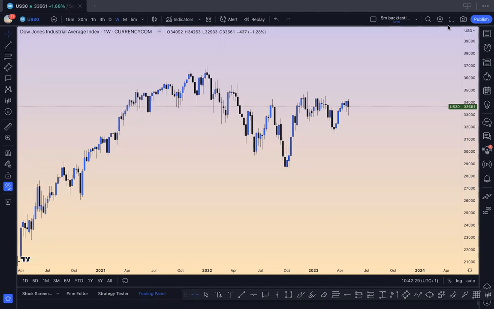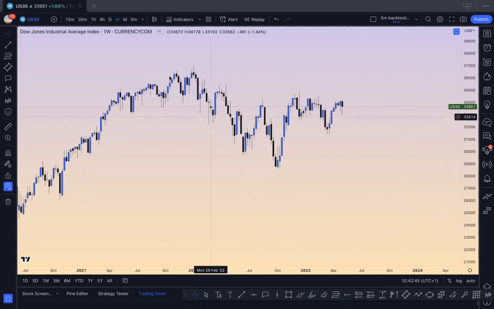Good morning, and here we go. The top-down analysis of US30. If you hear background noises, it's because I'm in a construction site. So, right, so weekly.